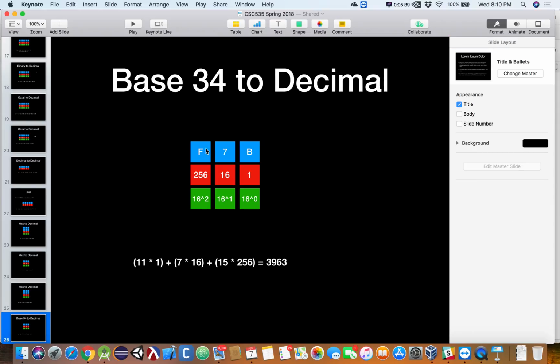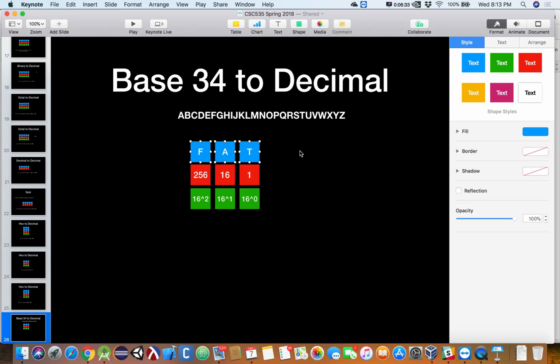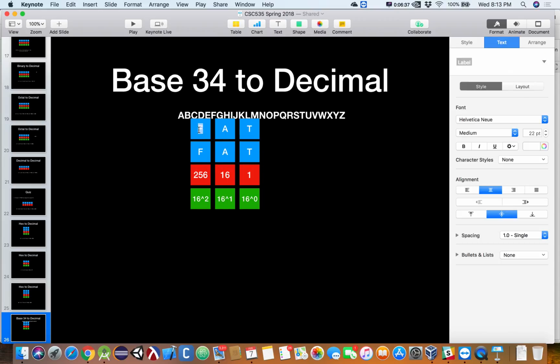So we're going to go base 34 to decimal. FAT. All right, so go ahead, take a minute, try to convert the base 34 number FAT into its decimal equivalent. So what I'm going to do here real quick is I'm just going to type out the alphabet, A, B, C. All right, even though that's not the whole alphabet for base 34, this will get me far enough in. So this is 10, 11, 12, 13, 14, 15, 16, 17, 18, 19, 20, 21, 22, 23, 24, 25, 26, 27, 28, 29. T is 29. Okay. So this is 15, 10, 29.